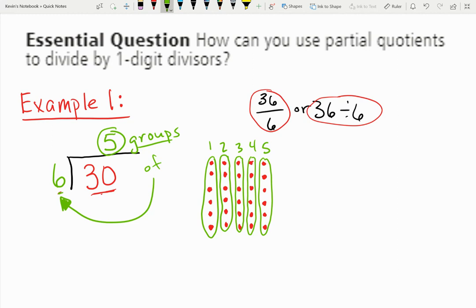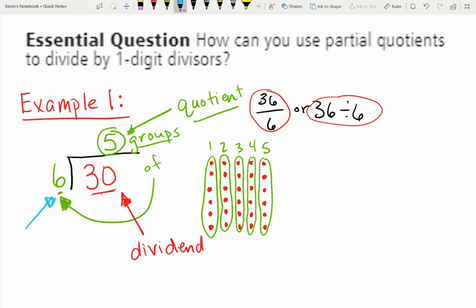And while we're here, I thought maybe we could do a quick review of just some vocabulary. So we know the answer to a division problem is your quotient. And then you have what's to be divided up over here. That is your dividend. And then what are you dividing it up by? That will be over here on the right, outside of the house, so to speak. That is your divisor.